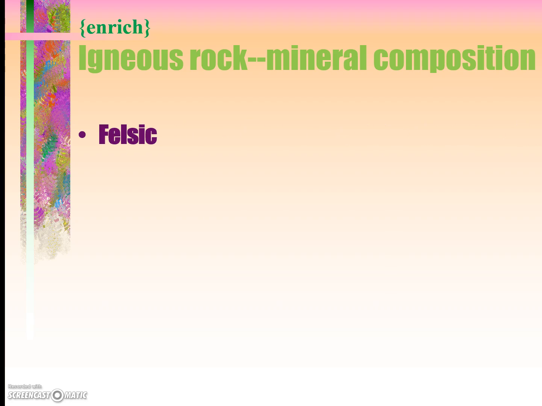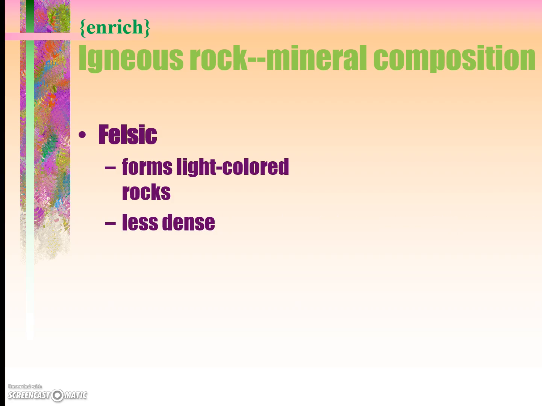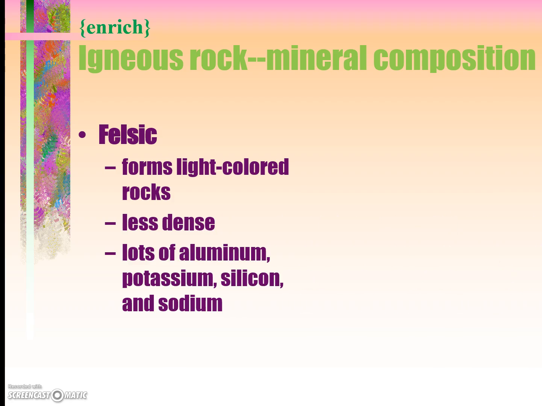In igneous rocks, you can find a bunch of different minerals. Some of them are felsic, which is light-colored rocks. It's less dense, has a lot of aluminum, potassium, silicon, and sodium in it. And one of the examples of this is granite.